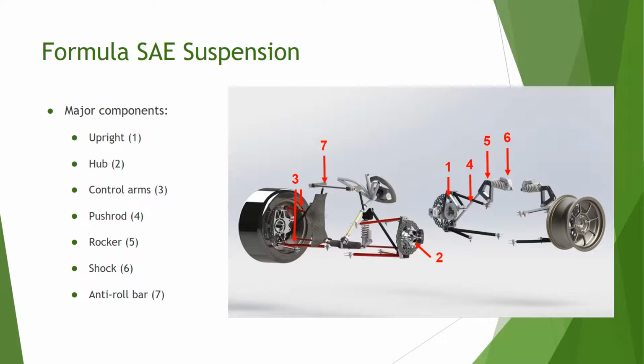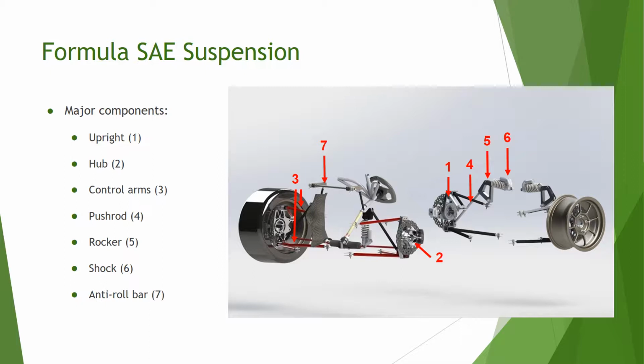The wheel of the car is bolted onto a hub which can freely rotate with the wheel. The hubs are pressed into bearings that are located on the upright. The upright is the main connection point for all the suspension linkages. The control arms coming off the frame connect to the top and bottom of the upright, and then the push rod which attaches to the rocker also comes off a point on the bottom of the upright.